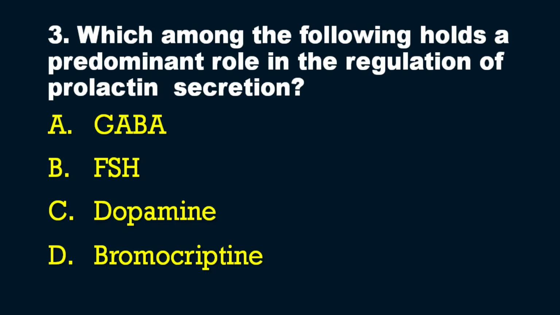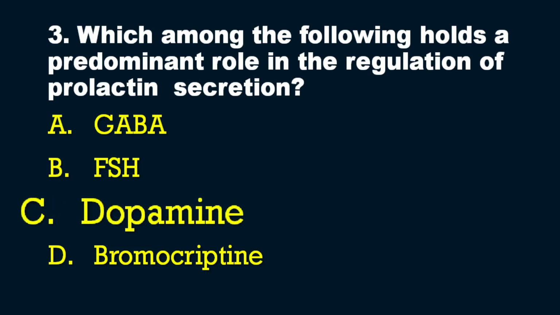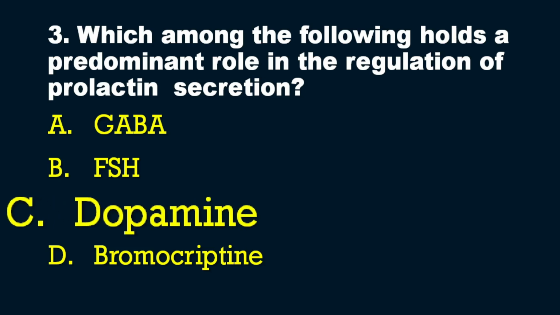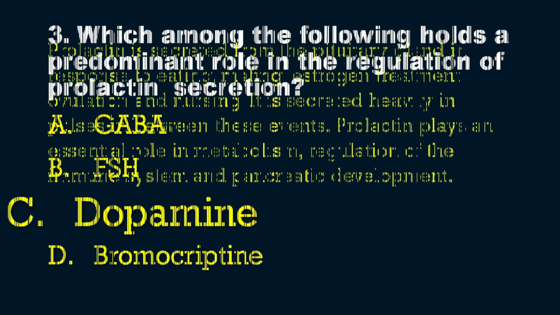So you need to think a little bit regarding this thing, otherwise you can't answer this question. We will be explaining regarding this regulation very shortly. Before that, we will see the answer for this question. The answer is option number C, that is dopamine. So how dopamine is related to prolactin secretion, I will be explaining now.